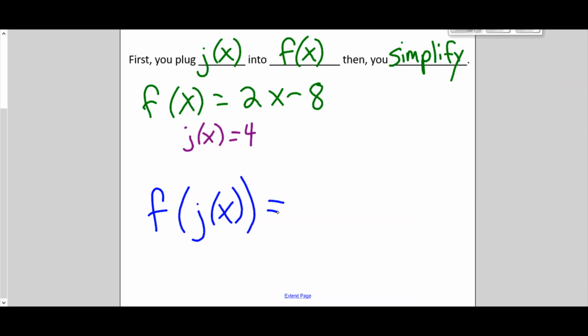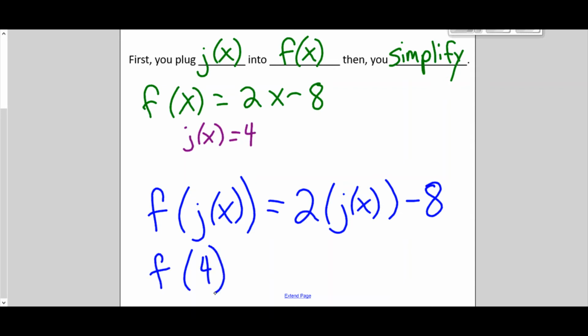So remember, anywhere that there's an x, I'm going to put j of x. So for f of j of x, I'm going to have 2 times j of x minus 8. So in my original function, f of x, anywhere that there was an x, I'm putting j of x. So we know what j of x is. J of x is 4. So I can rewrite this as f of 4 equals 2 times 4 minus 8.